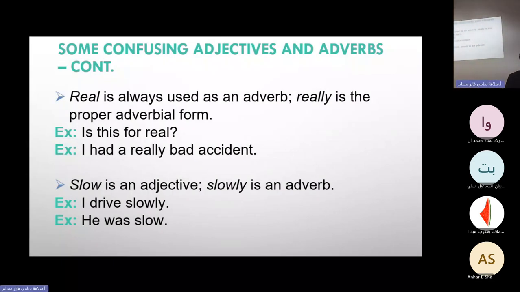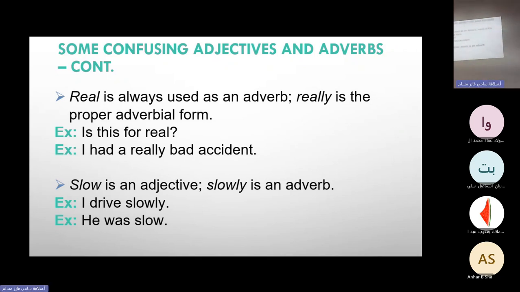Real is usually used as an adjective. Really is an adverbial form. Okay? So for example, is this for real? Or I had a really bad accident. That's a proper adverbial form. I don't know what the equivalent is in Arabic, but it is a descriptive sentence, I think that's how we say it. Descriptive, but this is an adverbial sentence. Okay?